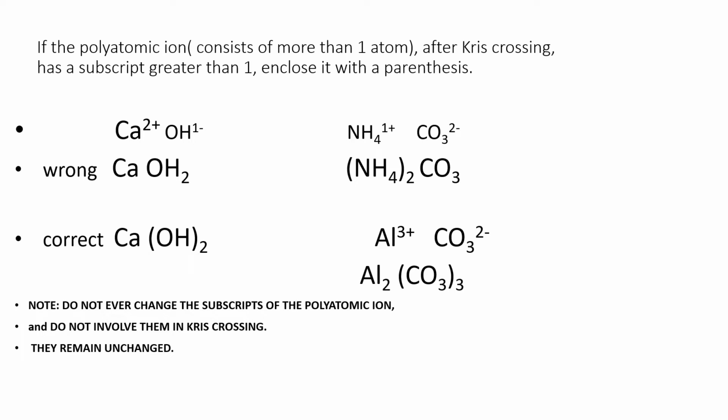Now, let's have polyatomic ions. A polyatomic ion consists of more than one atom. That is why it is called poly. The prefix poly means more than one. So, if the polyatomic ion after crisscrossing has a subscript greater than 1, enclose that polyatomic ion in parentheses.